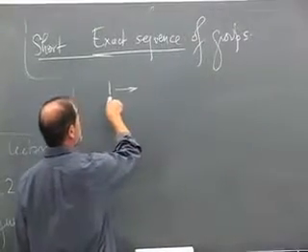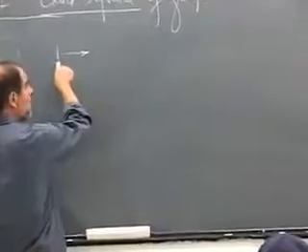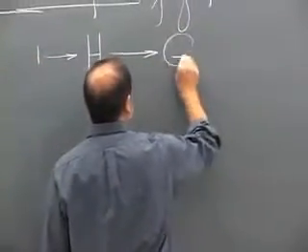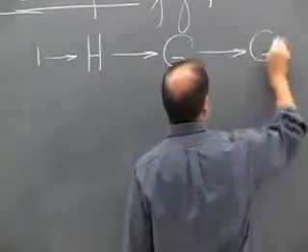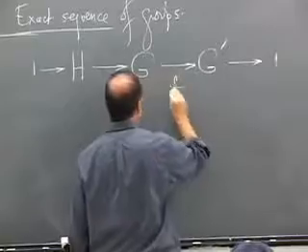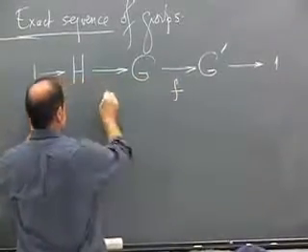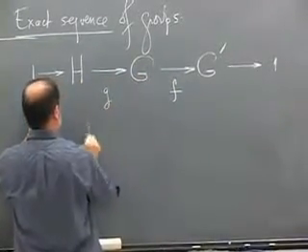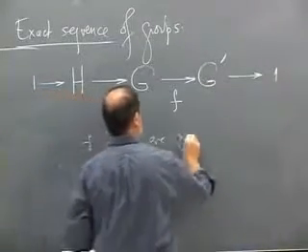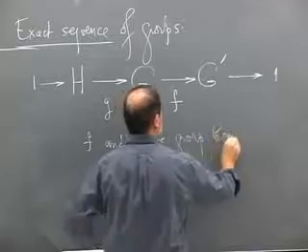You start off with the identity group, that's called the identity group, 1. Then you have a subgroup H. Then you have a group G. Then you have a group G prime. And then you have another group 1. Everything in this is a group homomorphism. F and G are group homomorphisms. So are these maps.